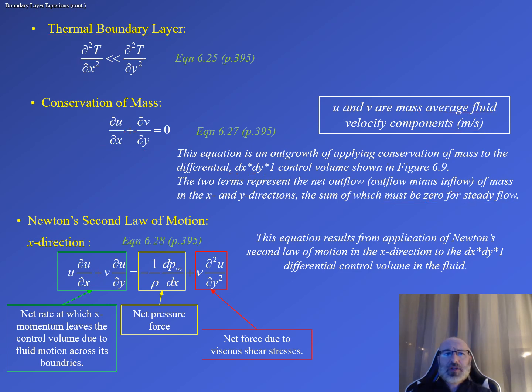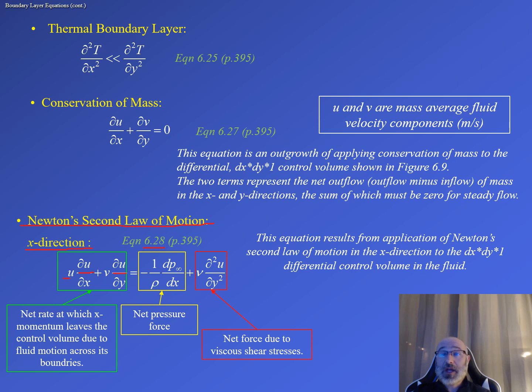Now let's take a look at the application of Newton's second law of motion. Let's just take a look at our x direction, and we'll relate this back to equation 6.28 in our textbook. We'll break this down into 3 different parts. Let's first take a look at the left-hand side, which I have boxed in green. This is the net rate at which the x momentum leaves the control volume due to fluid motion across the boundaries. So we have u times our partial of u with respect to x plus v times our partial of u with respect to y.